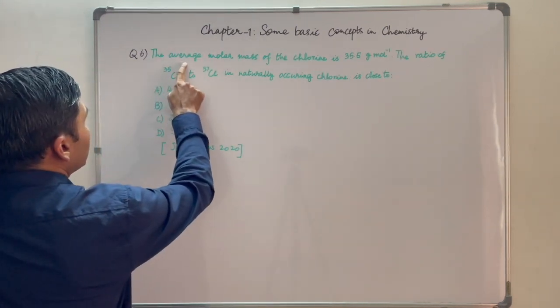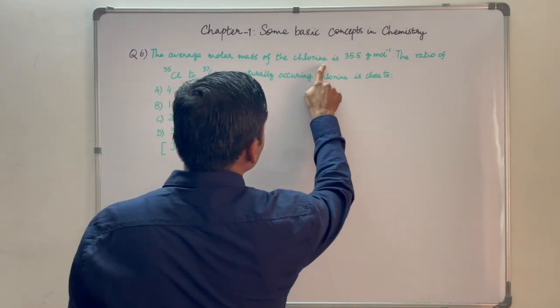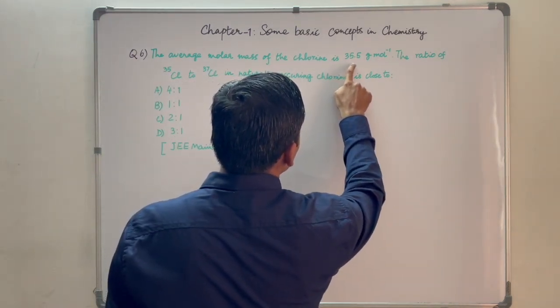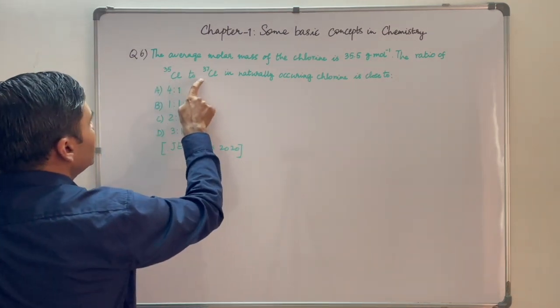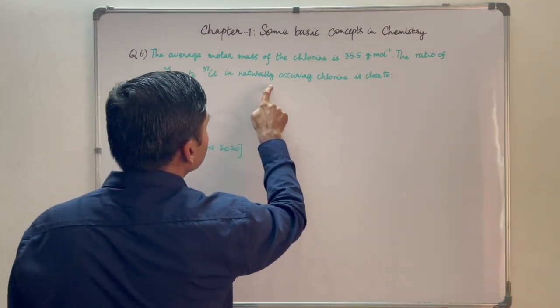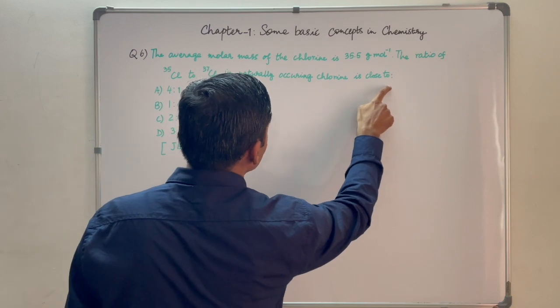Sixth question, the average molar mass of the chlorine is 35.5 gram per mole. The ratio of 35Cl to 37Cl in naturally occurring chlorine is close to.